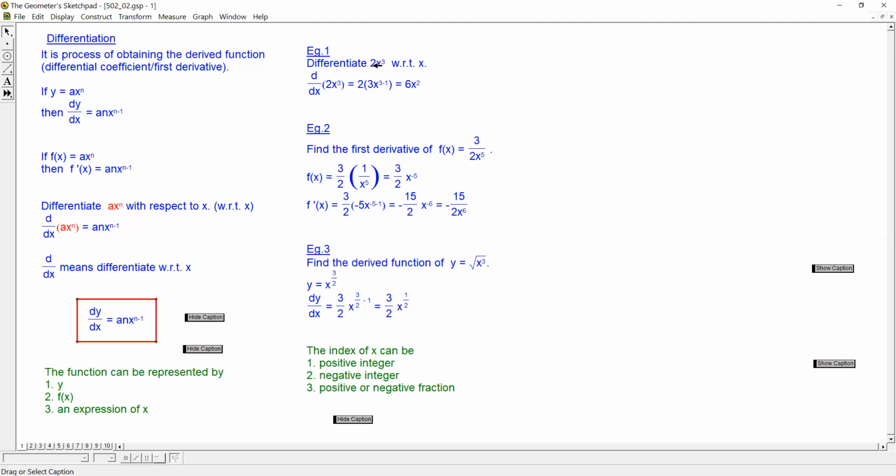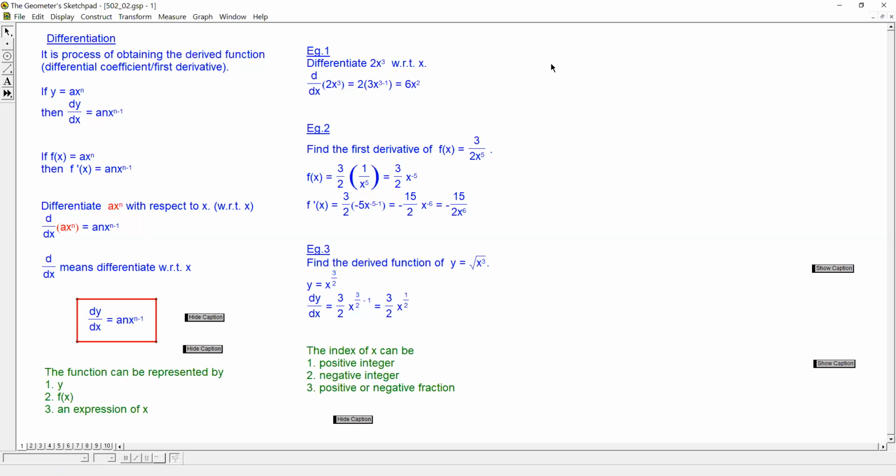The first thing I told you is the number here, you don't differentiate, you just copy down. Then the 3, you copy the 3 and put in front here. Then the index less by 1, 3 minus 1. Numbers and numbers, you can multiply together. 2 and 3 become 6. Then x to the power of 3 minus 1 is 2. So the answer is 6x squared.